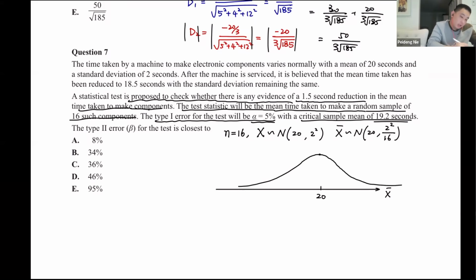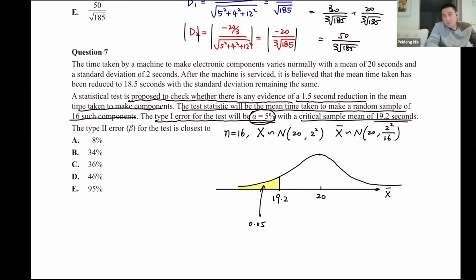All right. And what does it mean by alpha equals 5%? That means if the test is one-sided, you are looking at the left tail, okay? So this left tail here, let's say this is 19.2. And this area here, let me just use a color, yellow. This is going to be 0.05.